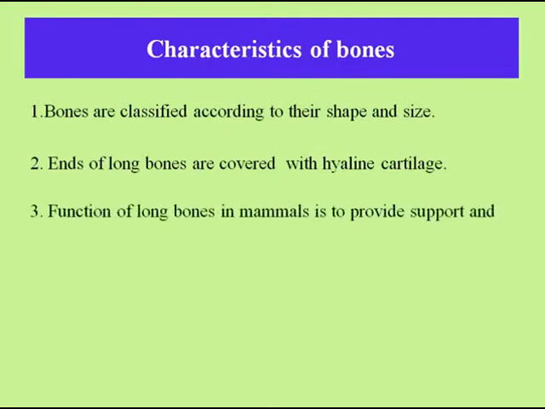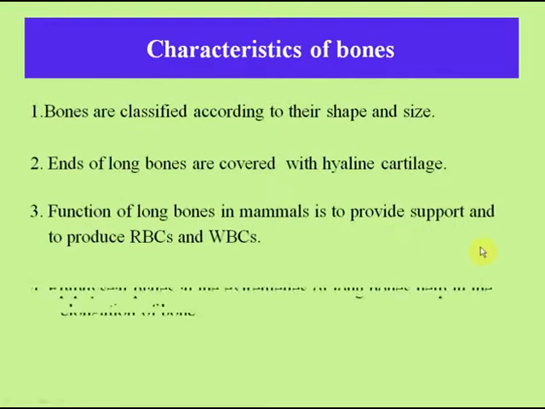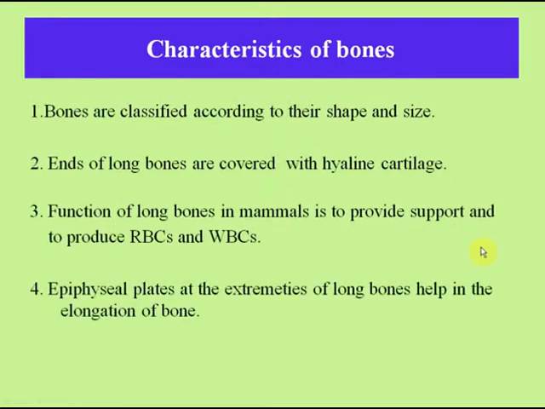Next, the function of long bones in mammals is to provide support and to produce RBCs and WBCs. See, the spongy bones of the femur, humerus and sternum contain red bone marrow, which produces RBCs, red blood cells, WBCs and platelets. They also contain yellow bone marrow at the center of these bones, which is used to store fat. Next, epiphyseal plates at the extremities of long bones help in the elongation of bone.